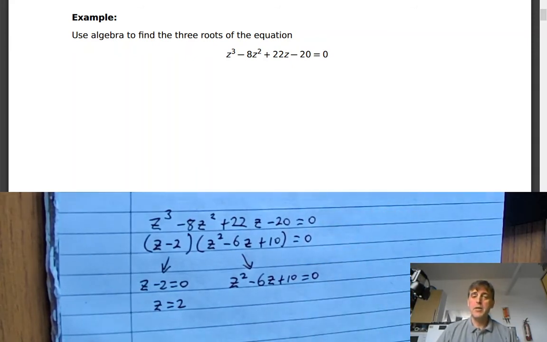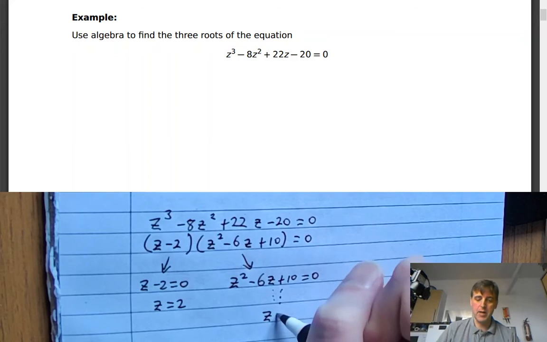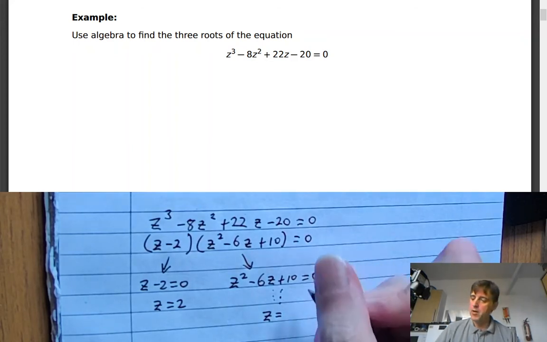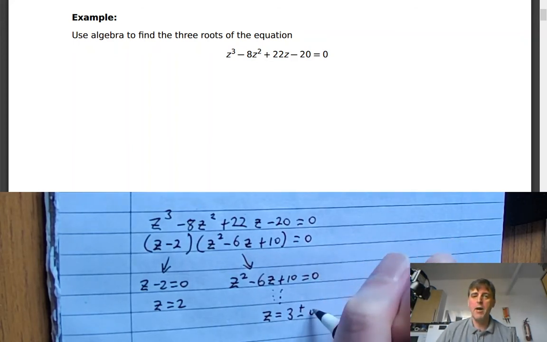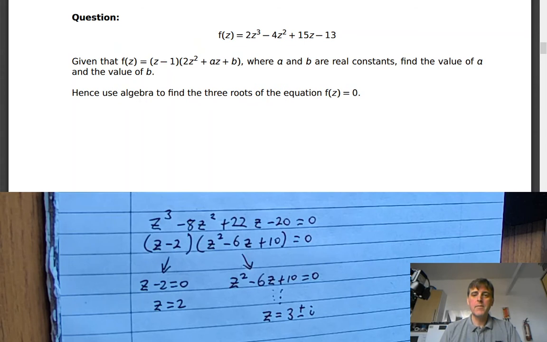Now, this happens to give us some complex roots in this particular case. I'm not going to go through the details. I hope that you're familiar with this by now. But if I use the quadratic formula, it turns out that I end up with z values of 3 plus or minus i. So to solve that equation, the first thing I would need to do would be factorizing, and then solving whatever I end up with in each bracket like this.